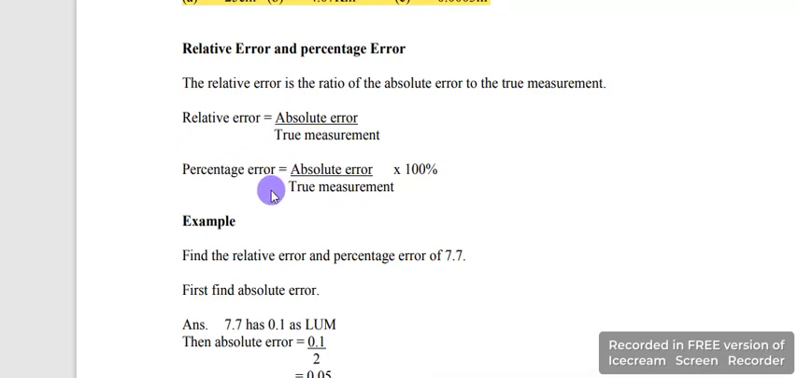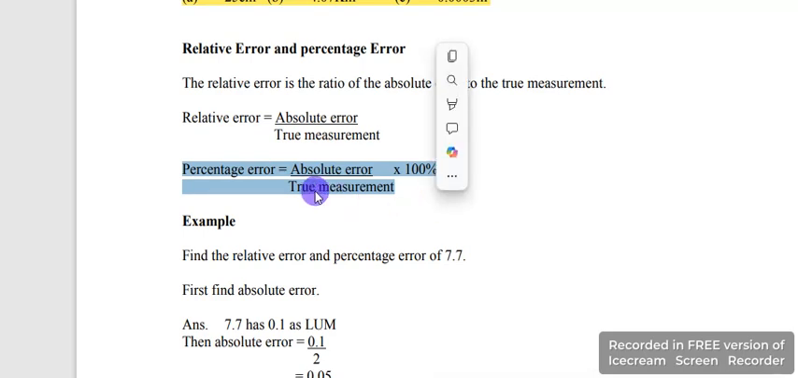Then for percentage error, it is the relative error you got, and you multiply it by 100%. In short, the percentage error is just expressing the answer you got for relative error, then you multiply it by 100. Or if you don't mind, you say absolute error over true measurement, then you multiply it by 100.